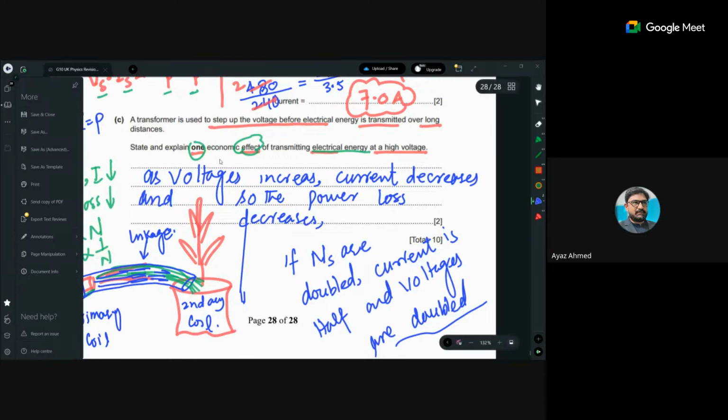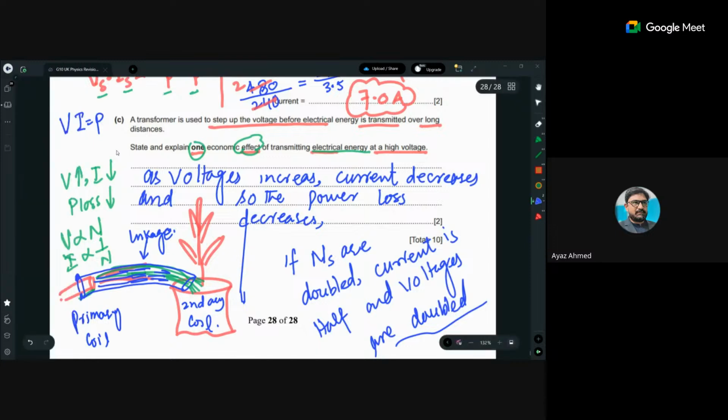I said that when you have the high voltage transmission lines, what do you need? You have to reduce the power loss. Okay, got it? Could you please repeat one more time? No issue. When you are using the high voltage transmission lines, what do you need? You need to reduce the power loss.